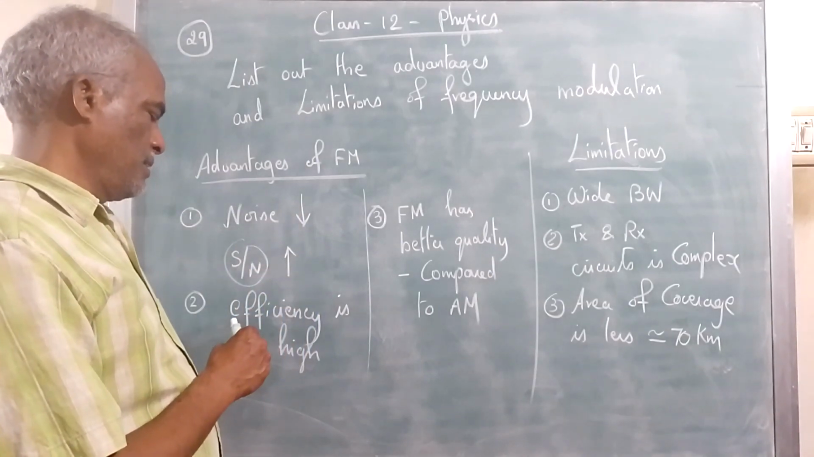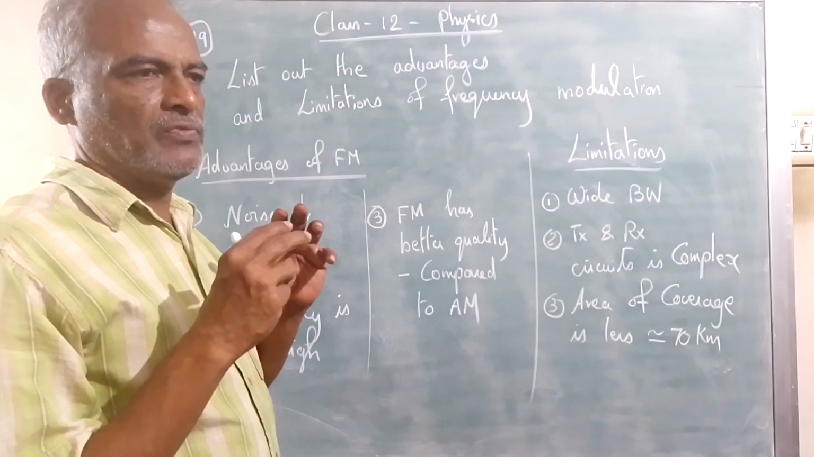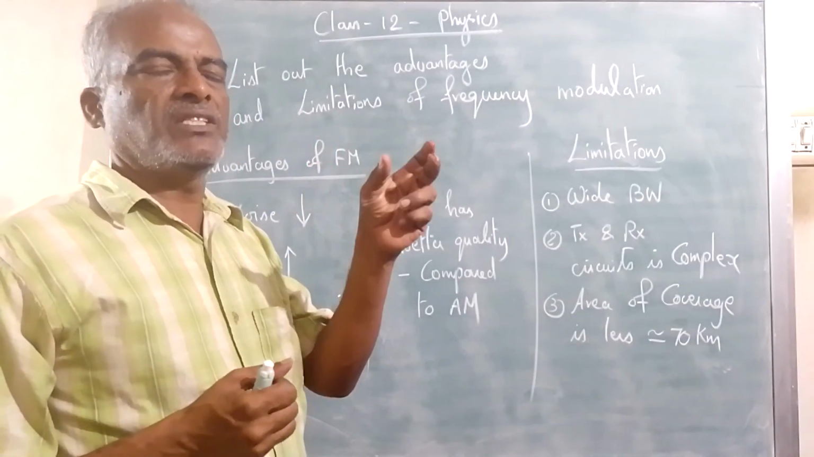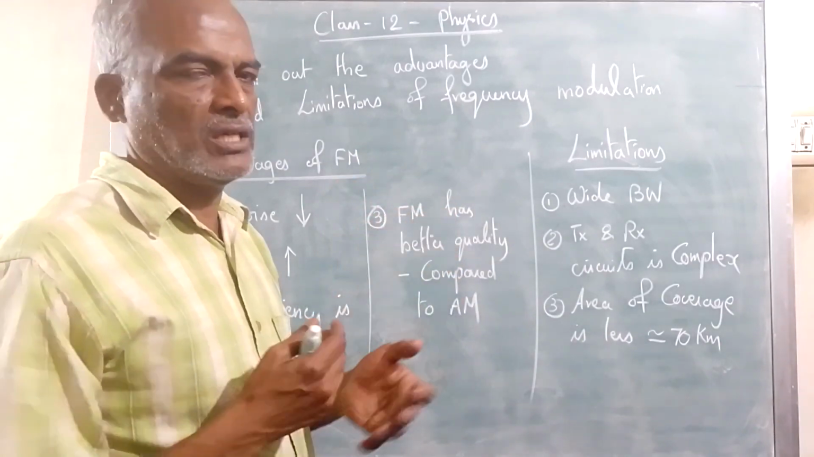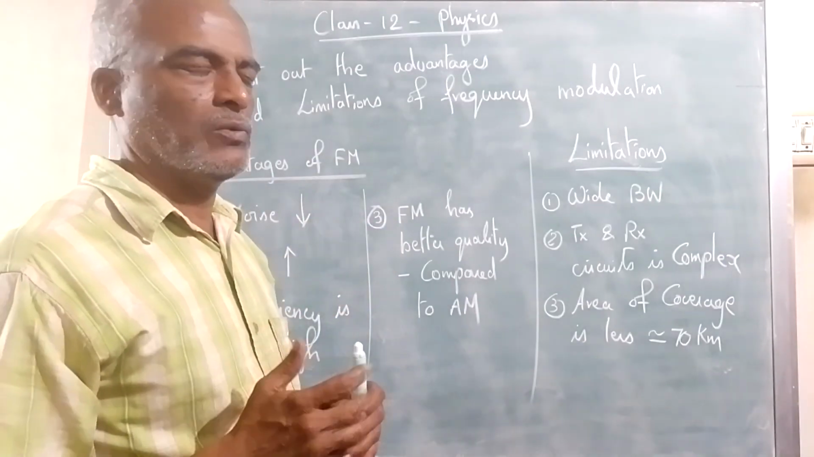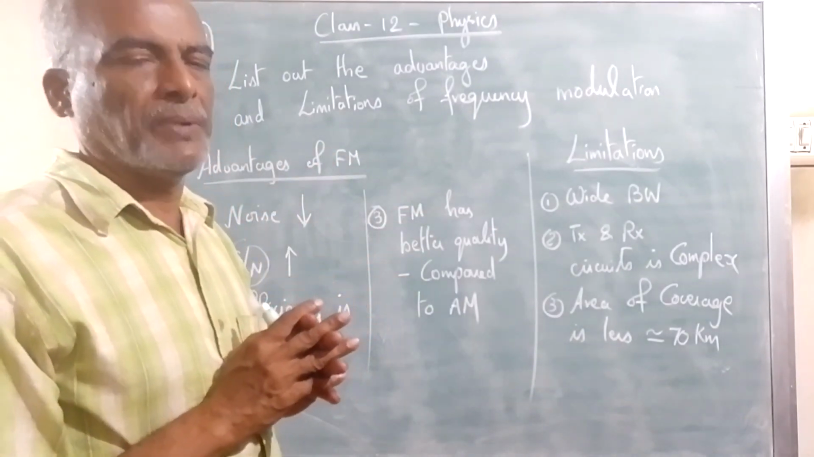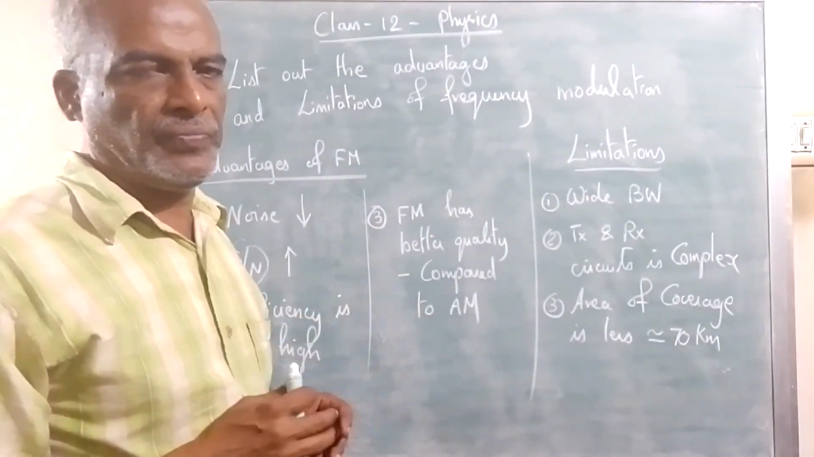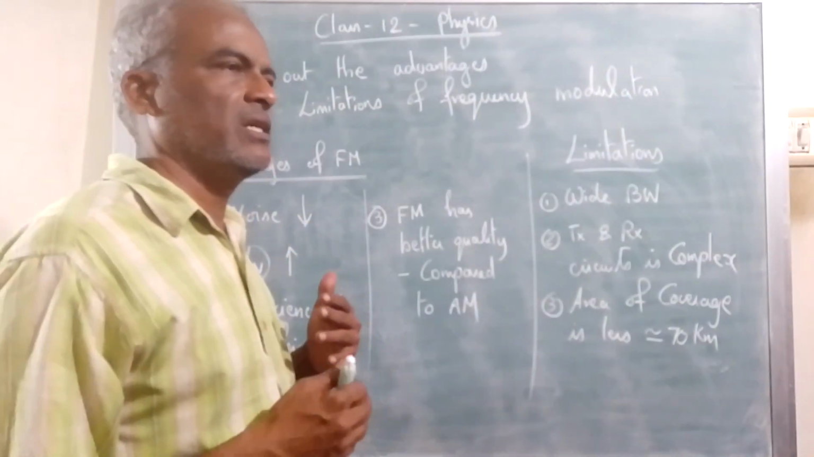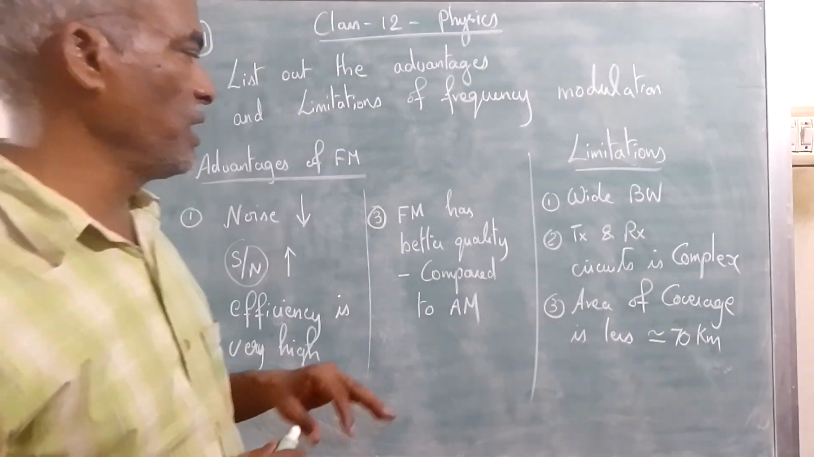The second point is efficiency is very high because the information is in the frequency components. So you know the definition. The frequency of the carrier changes in accordance with the intensity of the signal. It's called frequency modulation. Noise generally affects only the amplitude, not the frequency. Therefore, noise cannot affect frequency. And in FM, all the information is carried in the frequency components. Therefore, the efficiency is very high. There is no loss of information. The entire audible response, that is 20 Hz to 20 kHz, can be easily covered with frequency modulation without any disturbance. So that's why efficiency is very high.